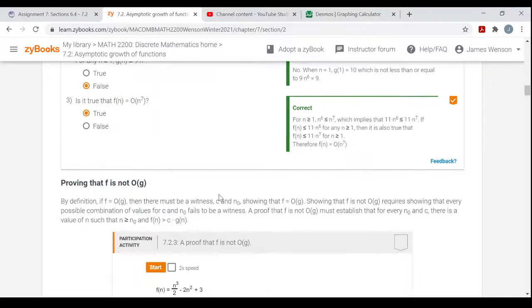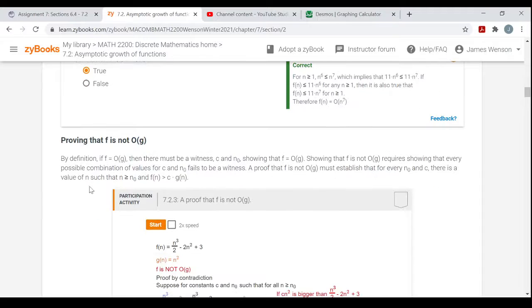All right, now how about the other way around? How do we prove that a function is not O of g? So remember the definition here. They had it up top. By definition, if function f is O of g, then there must be a witness, right? There must be these positive numbers. There exist positive numbers c and n0 showing that f is O of g.